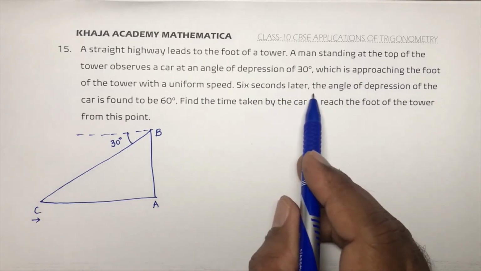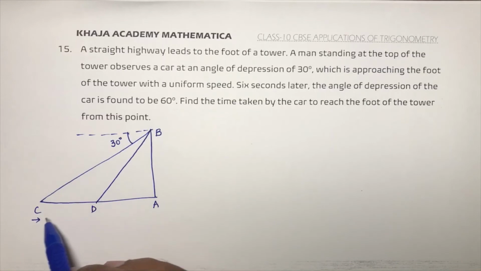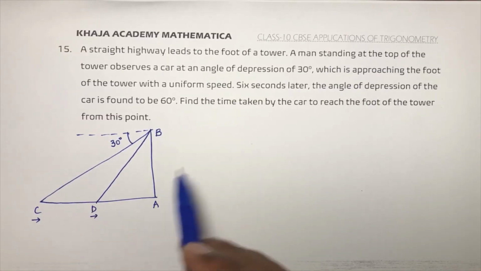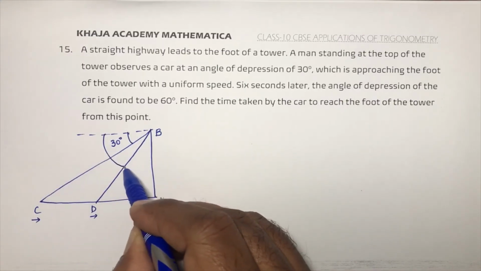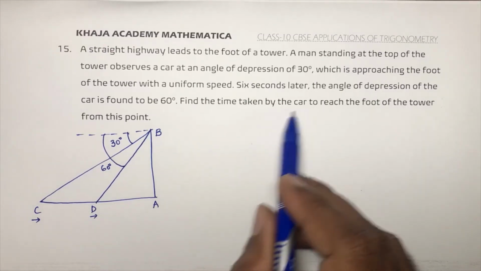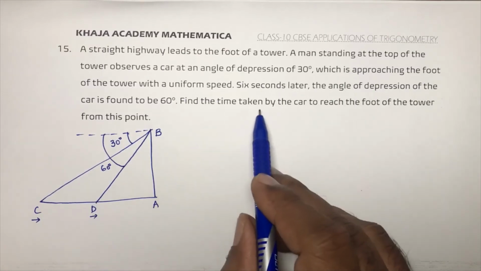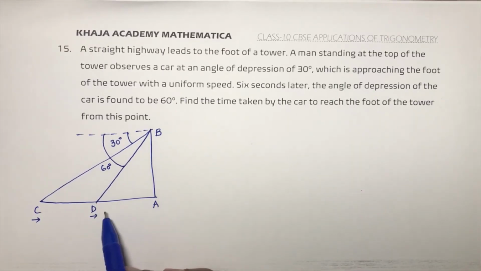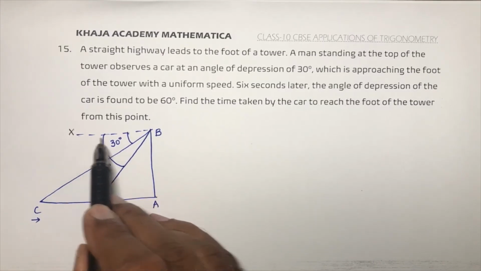So 6 seconds later, imagine that the car is at position D after 6 seconds. Okay, so 6 seconds later, the angle of depression of the car was found to be 60 degrees. Now find the time taken by the car. From here to here it took 6 seconds. How much time is taken by the car to reach the foot of the tower from D to A? Now here, this I will consider as x.